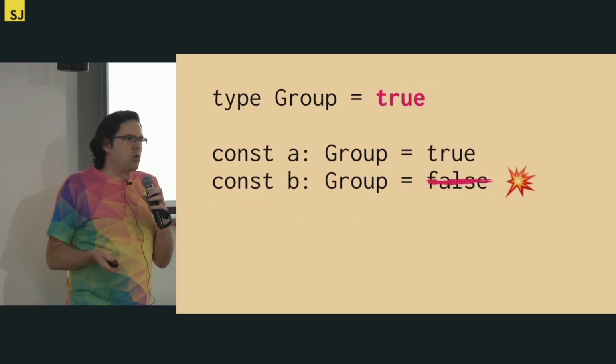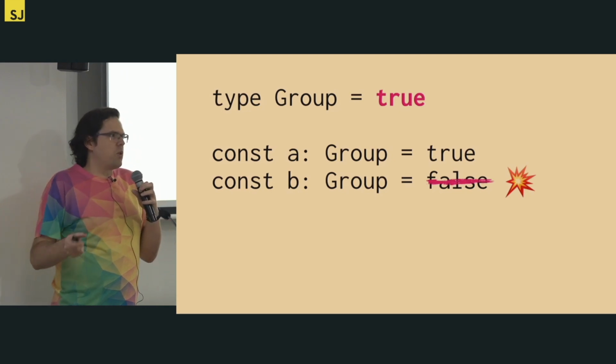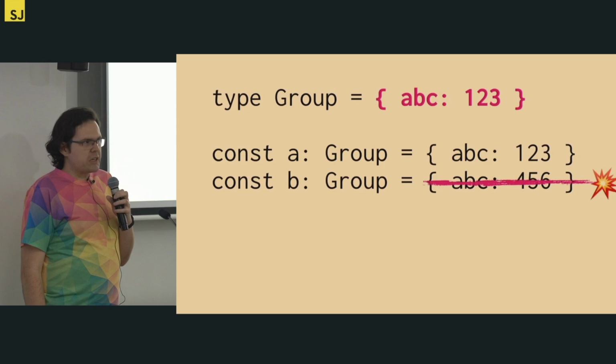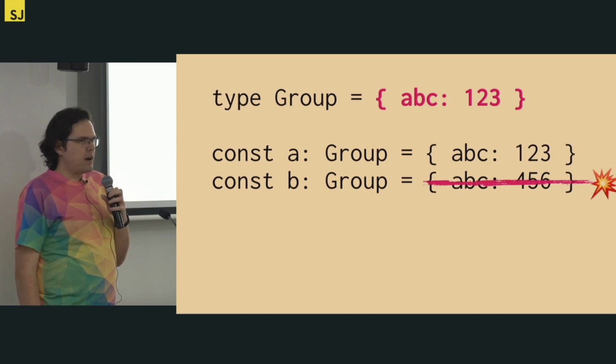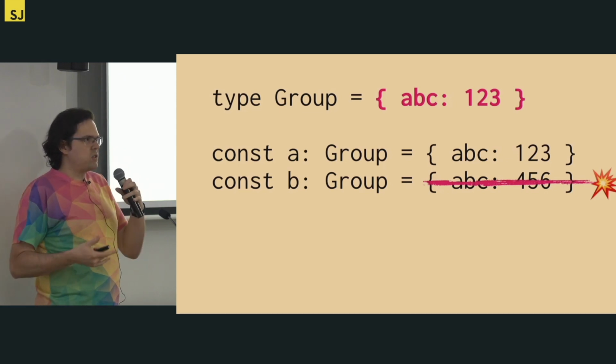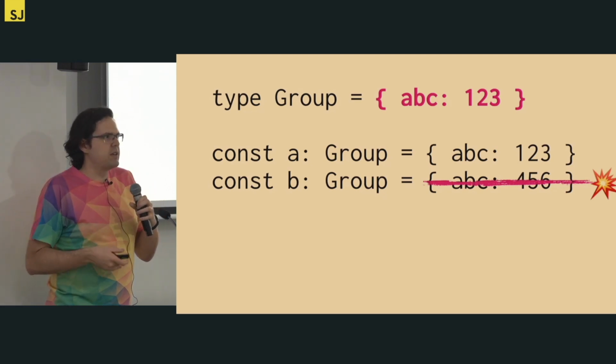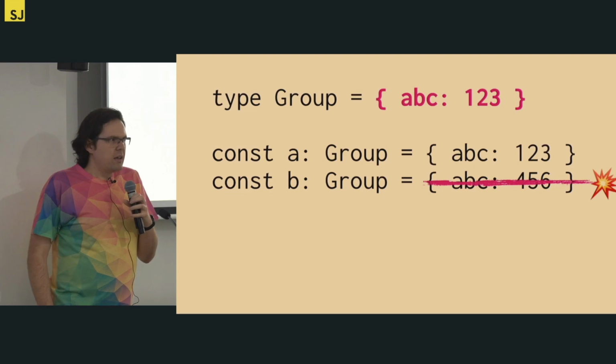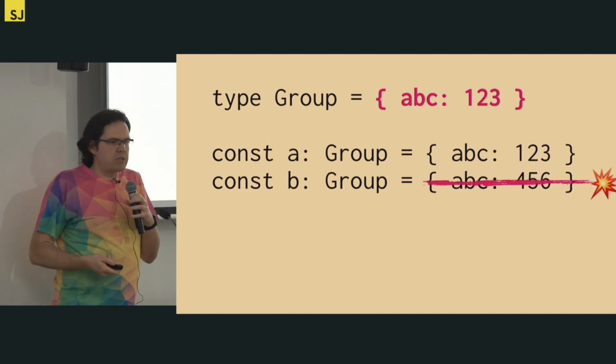You can say this thing is only true, and it's the group name true, and it has true or false, whatever. You can start doing this with objects as well. You can say that I want an object that has this particular field, and the value within this is this particular value, this particular type that has exactly one value in it. This starts getting useful in a minute when we start gluing these things together.